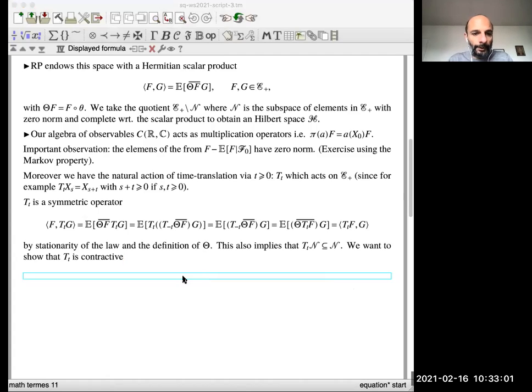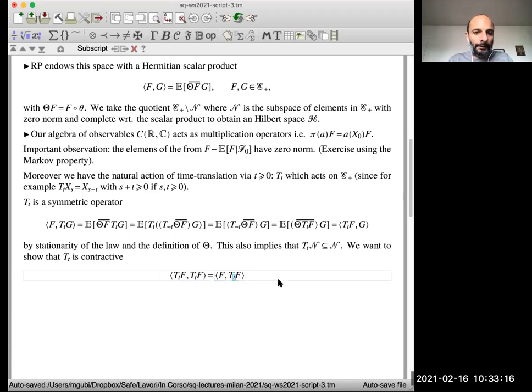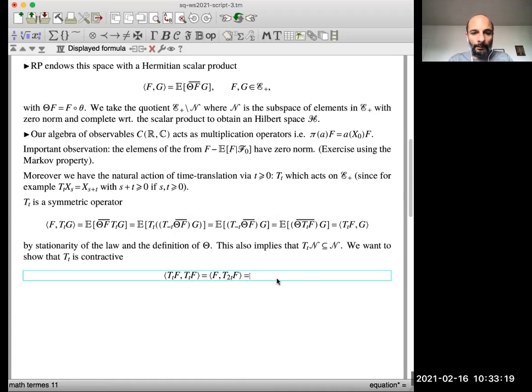Okay, so I want to show that it does not increase the norm of a vector. So this is T, the norm of Tf. And I can use the symmetry and the semigroup. So I use the symmetry to put it there. And then I use the semigroup property to get 2. And then I can bound.